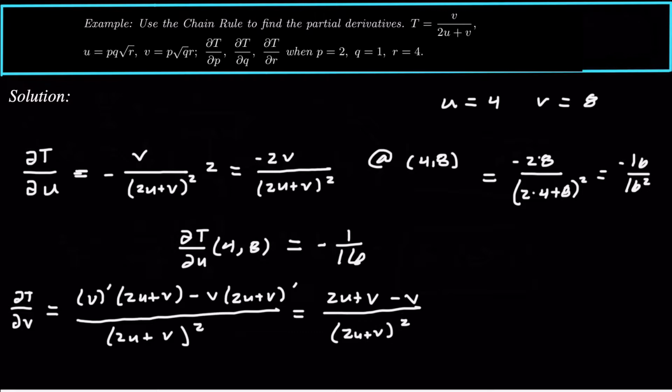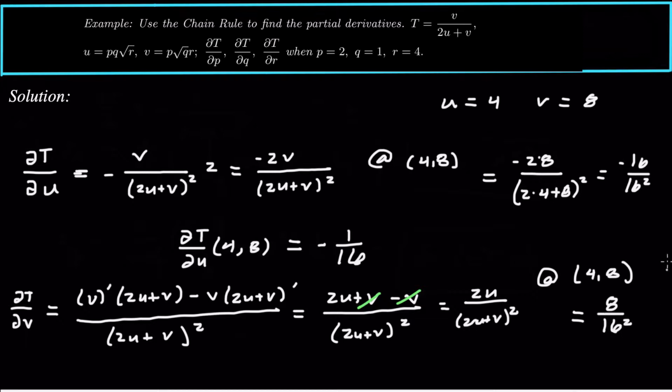So really this is just 2u in the numerator. So this is just going to be 2u over 2u plus v quantity squared. And again, we want to evaluate this at the point 4, 8, because that is equivalent to evaluating p, q, and r at 2, 1, and 4. So evaluate this partial derivative at 4, 8. The numerator then is going to be 8 over 16 squared, so it's the same denominator that we had before. And then we reduce that to 1 over 32.